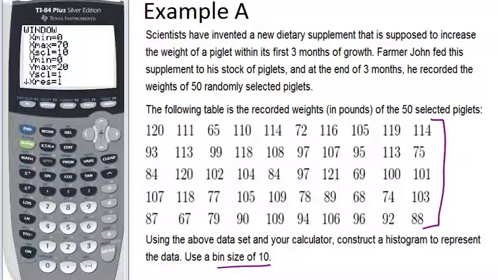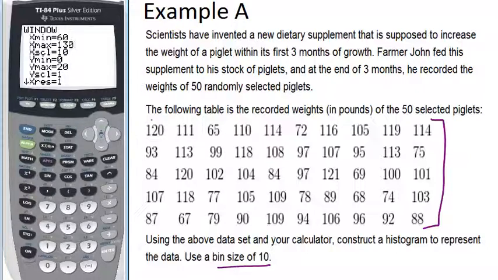Then we need to think about what's the range of data that we have in this problem as far as the different weights. I'm going to say the range is about between 60 and 130. So my X min is 60 and my X max is 130. That's something you have to figure out by scanning your data, seeing what's the highest number and what's the lowest number, and going from there.